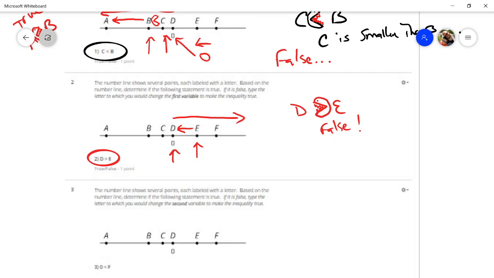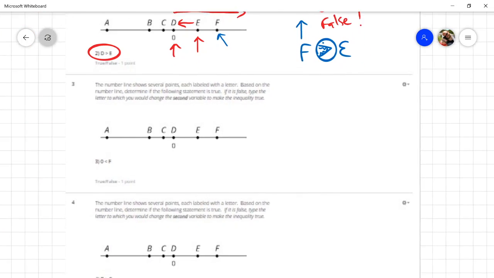If I want to make this a true statement, since it is false, I need to make it true. It says I can change the first variable. Well, which one is bigger than E? You got it. F is bigger than E. So that means it's okay. It's going after him. All right. 3.